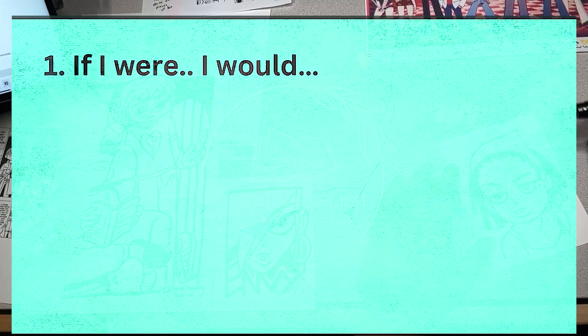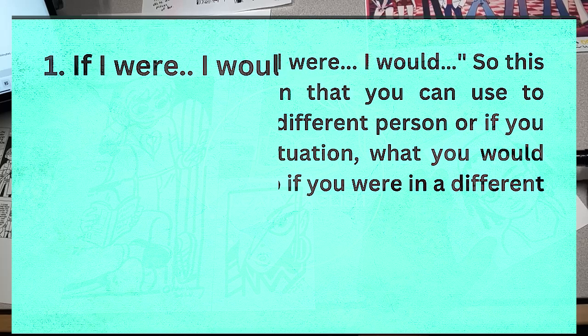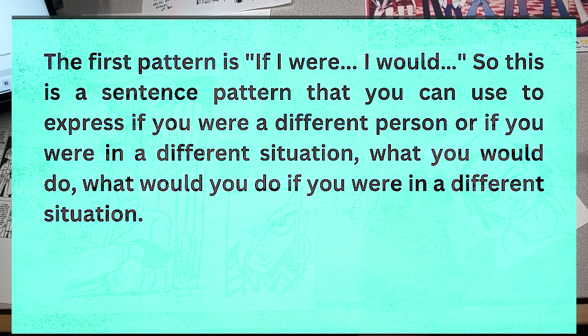1. If I were, I would. The first pattern is, if I were, I would. This is a sentence pattern that you can use to express what you would do if you were a different person, or if you were in a different situation. What would you do if you were in a different situation?